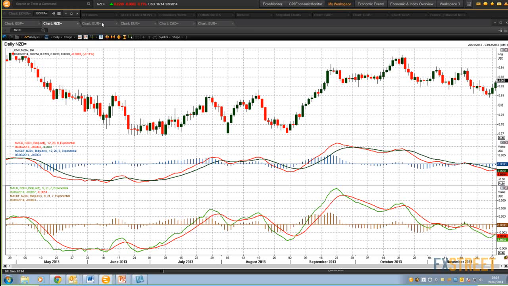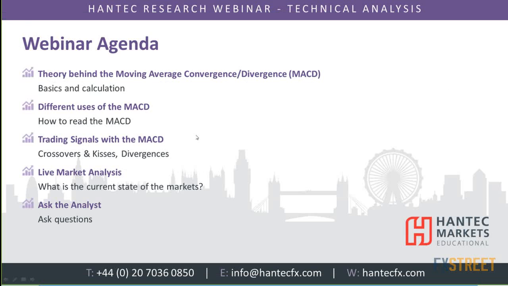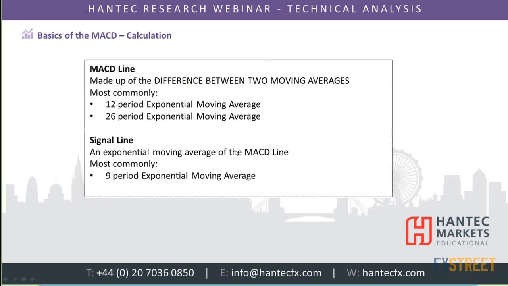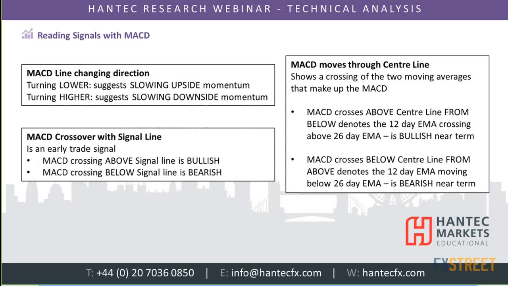Okay, so we're going to be reading the MACD lines now. Annoyingly, I actually had a slide back here that I didn't show you. Okay, there we go. There's that first slide. Anyway, that's the MACD lines with the parameters. You've then got your changes to the parameters. Do your back testing. Okay, so signals. What signals can you get from the MACD lines?